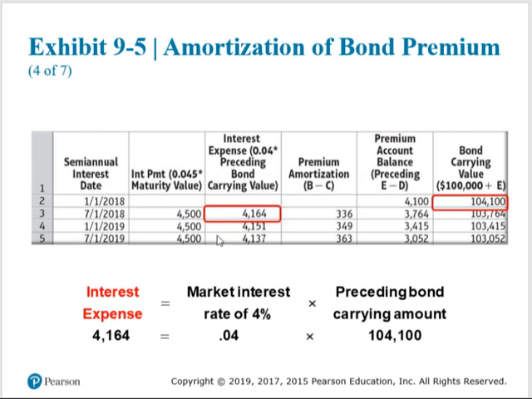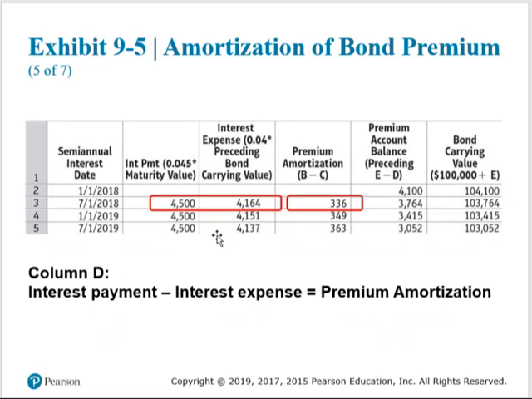The interest expense is equal to the previous period carrying value times the market rate of interest. The premium amortization is the difference between the payment and the actual expense. The premium is reduced with each period.